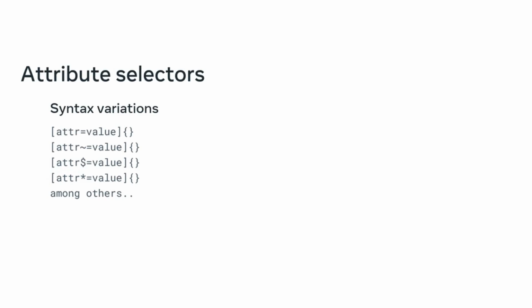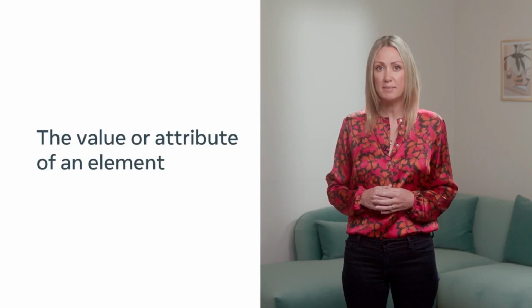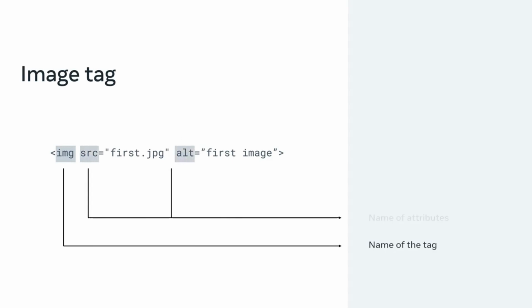The attribute selector has a few syntax variations. Attribute selectors match the attribute or value for a given element. Can you recall what attribute and value mean? A quick recap. Let's say you have a HTML image tag. IMG is the name of the tag, while src and alt are the names of its attributes. The actual name of the image file, first.jpg, is the value.